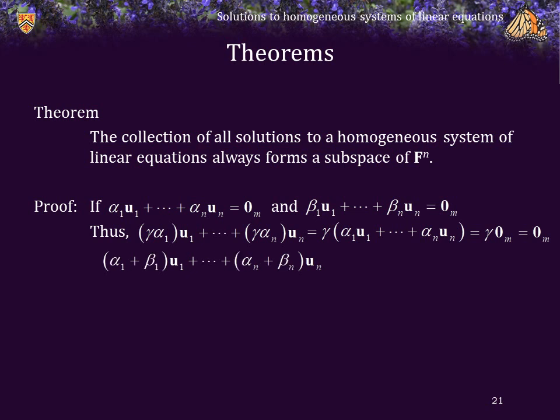Similarly, if we were to add the two solutions, we would get an n-dimensional vector with entries alpha 1 plus beta 1, alpha 2 plus beta 2, and so on and so forth.